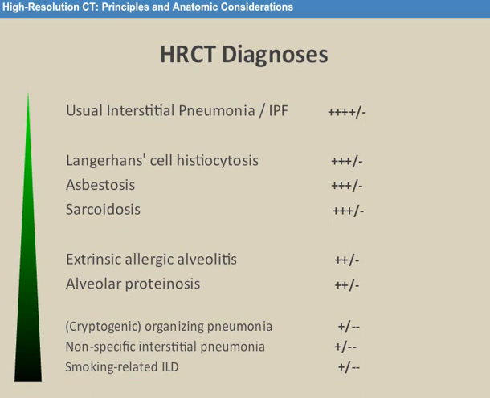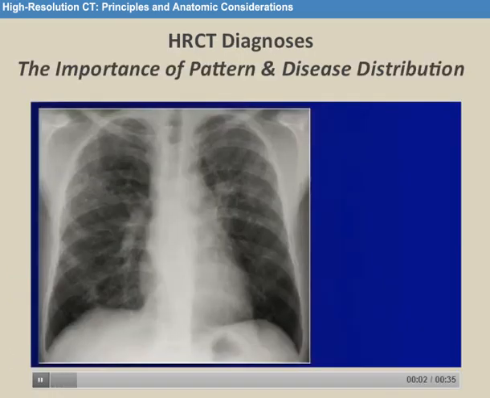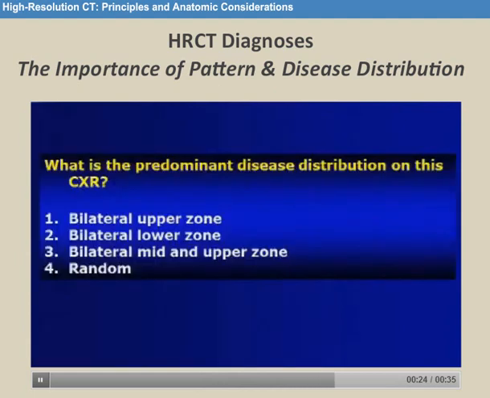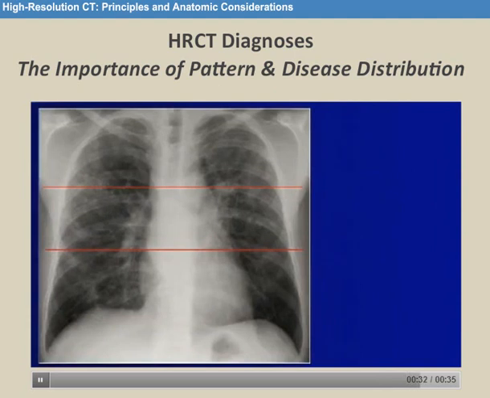Now, I know this is about HRCT, but the important point to make is that distribution of disease is extremely important when it comes to chest X-ray diagnoses, because there are certain diseases that live in the upper zones, there are certain diseases that live in the lower zones, and there are certain diseases that are very random. For ease, I've divided the lungs up into 3 zones: upper, mid, and lower zones. And the question is, what is the predominant distribution of disease in this chest X-ray? And just to help you, here is the X-ray again. So this is a predominant mid and upper zone disease.